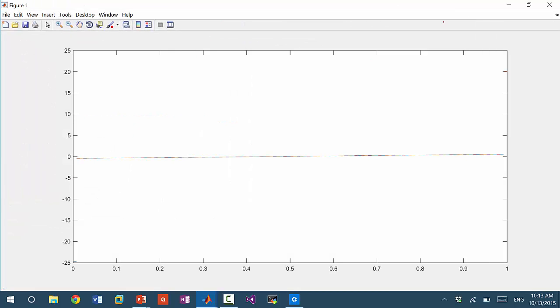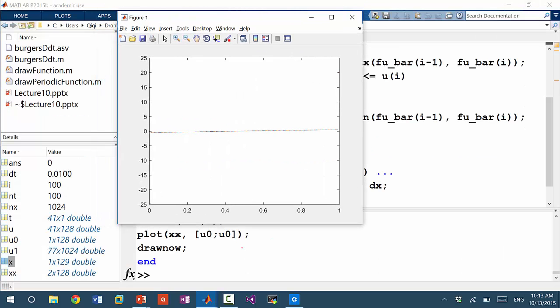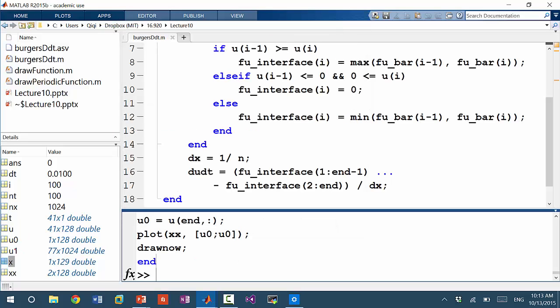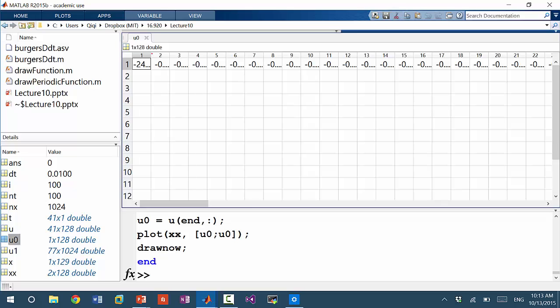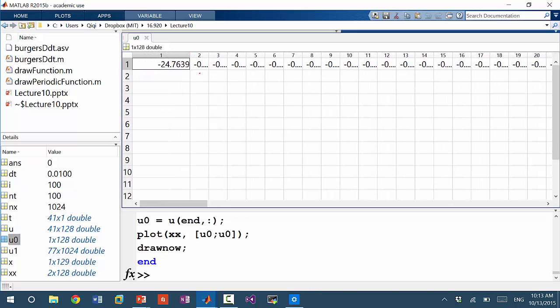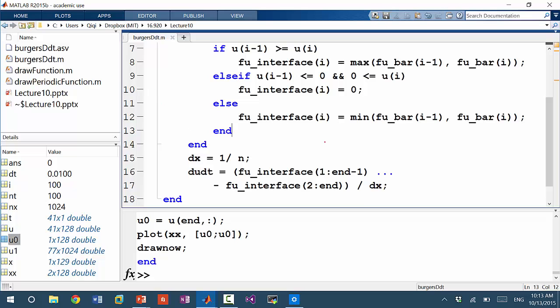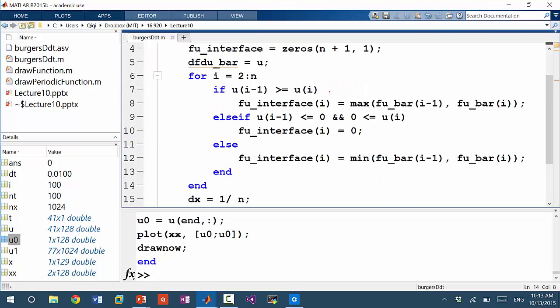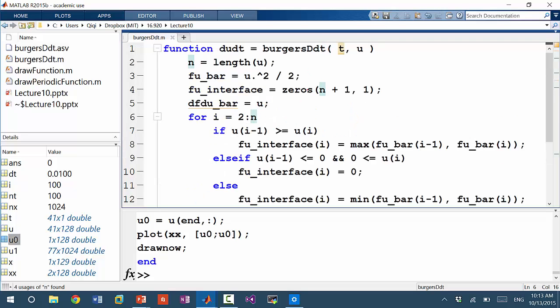Is there a single value that is out of the range? Let me see. So U0, yeah, okay. So this is not good. What happens to that? Debugging time. FU interface is initialized at zeros.